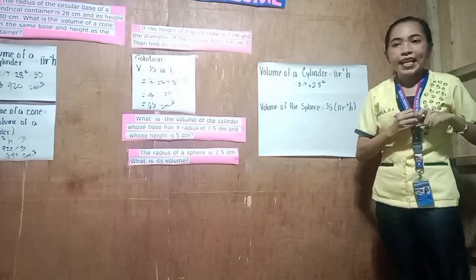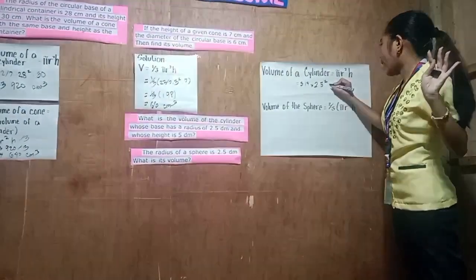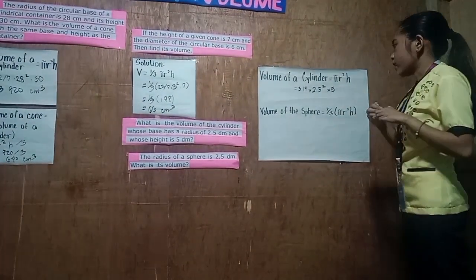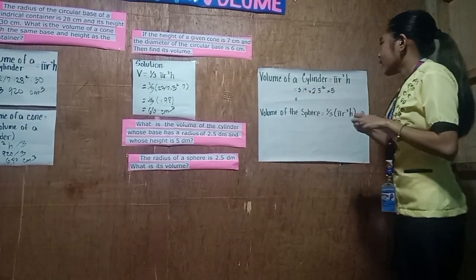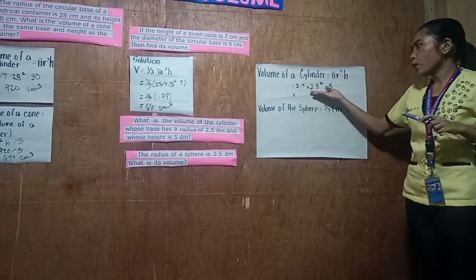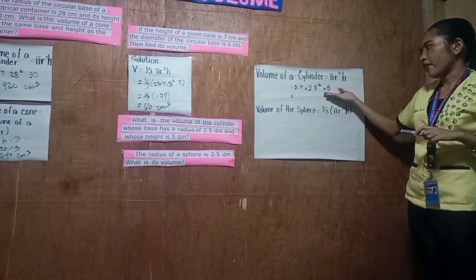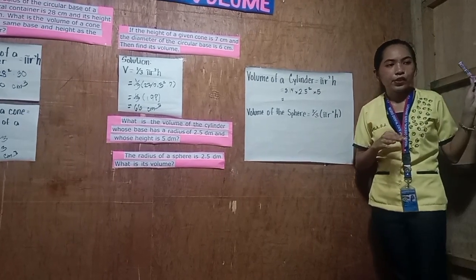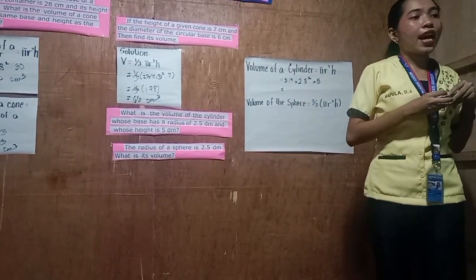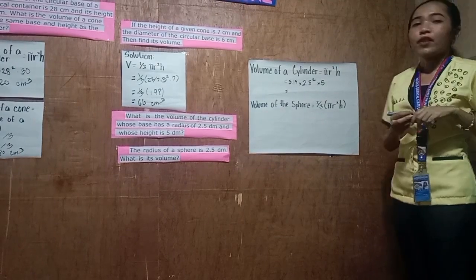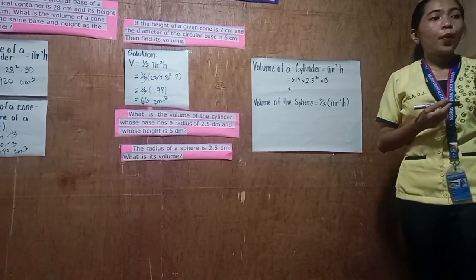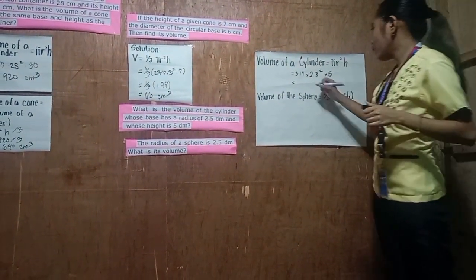And how about our height? It's 5 decimeters. Now, what is 3.14 times 2.5 squared times 5? Anyone who has the answer? Yes, Angel, your answer is very good. The answer is 98.125 cubic decimeter.